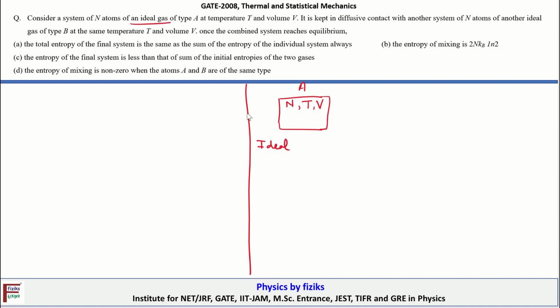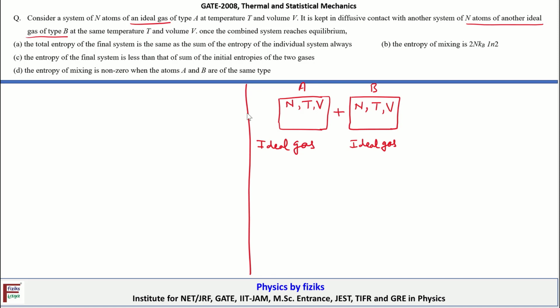This is an ideal gas. Now it is kept in diffusive contact with another system of N atoms of another ideal gas of type B. So this is in contact with another system B, which also consists of N atoms of type B at temperature T and volume V. It's again an ideal gas. So both of these systems consist of ideal gas.